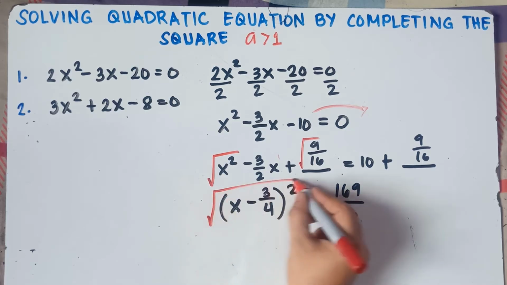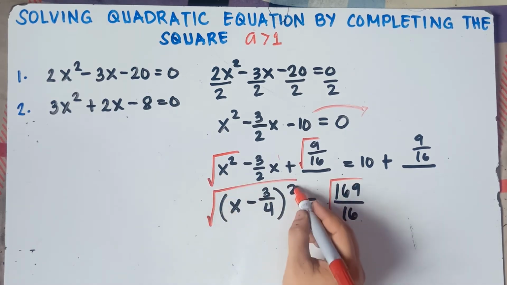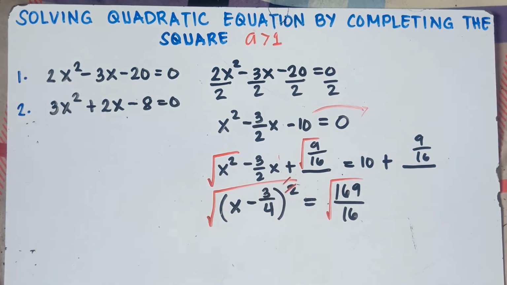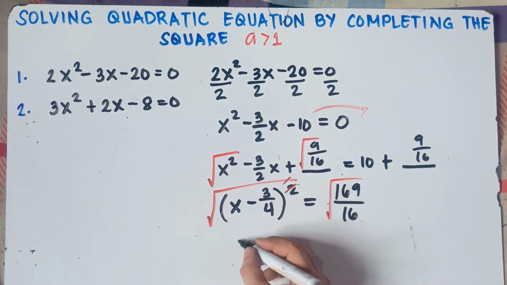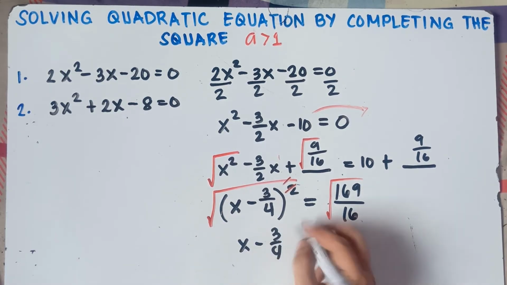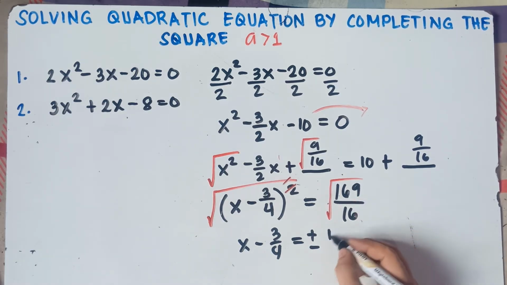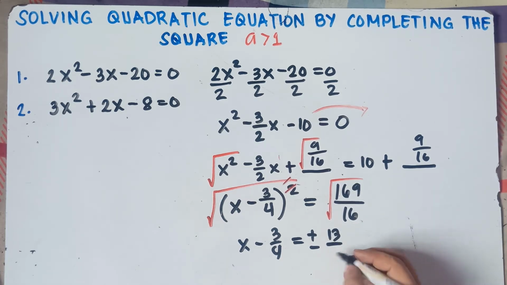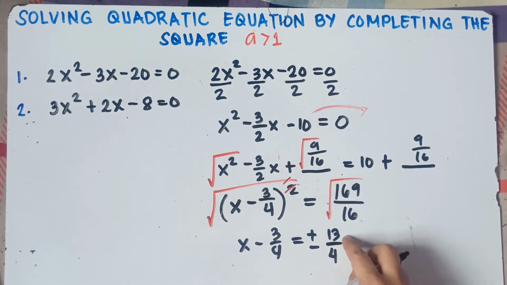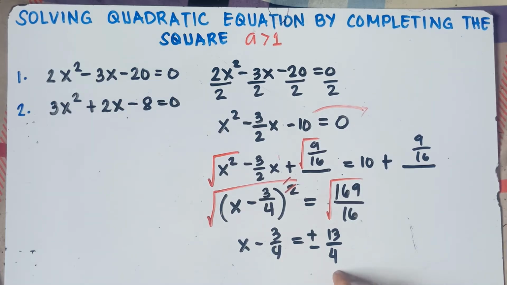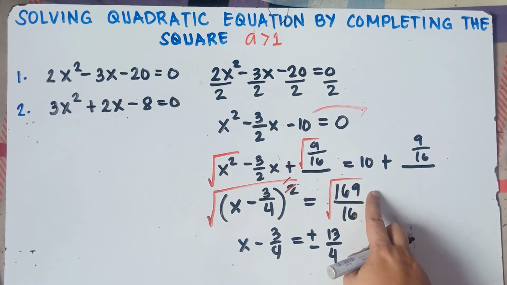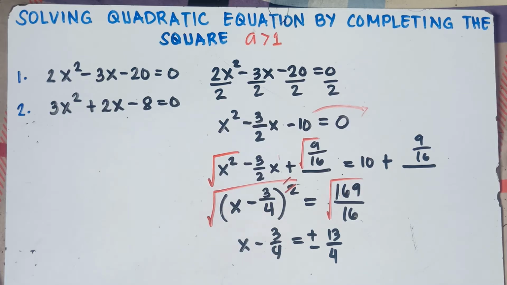so that we can cancel this out. We cancel the exponent. So this will be x minus 3 over 4, since we cancel the exponent and the square root, equals the square root of 169 over 16. Do not forget, class, positive then negative. The square root of 169 is 13, since 13 times 13 is 169. The square root of 16 is 4, since 4 times 4 is 16.